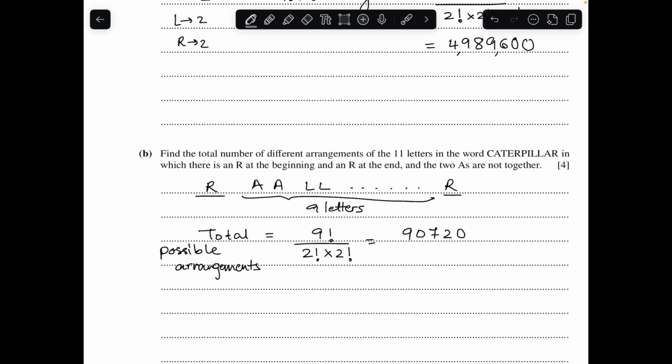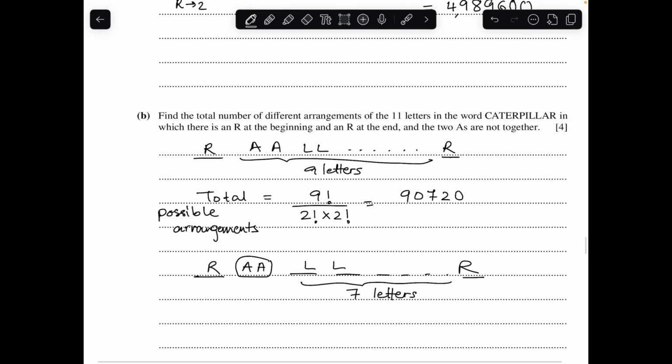And now let us look at if the A's were together. We have the R's at the ends, no need to count them. So if the A's are together, let's count them as 1. We are left with 7 letters, out of which, remember, we have 2 L's.